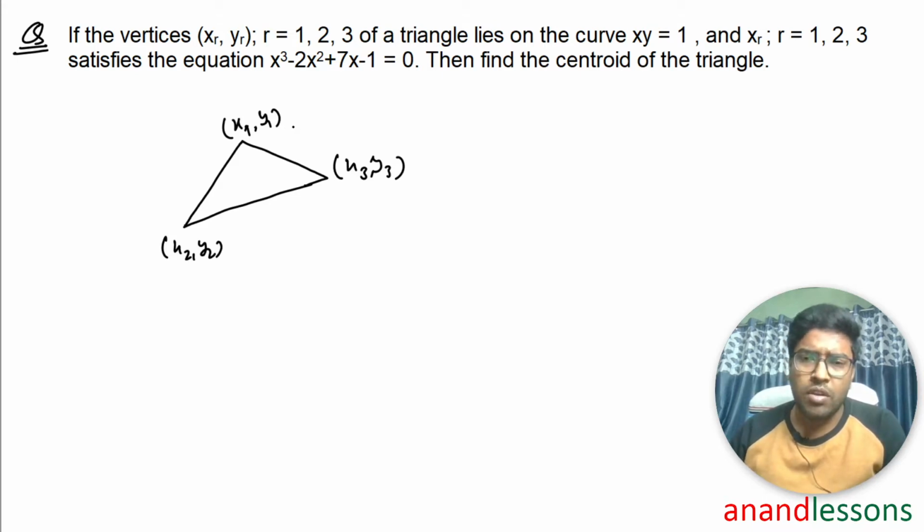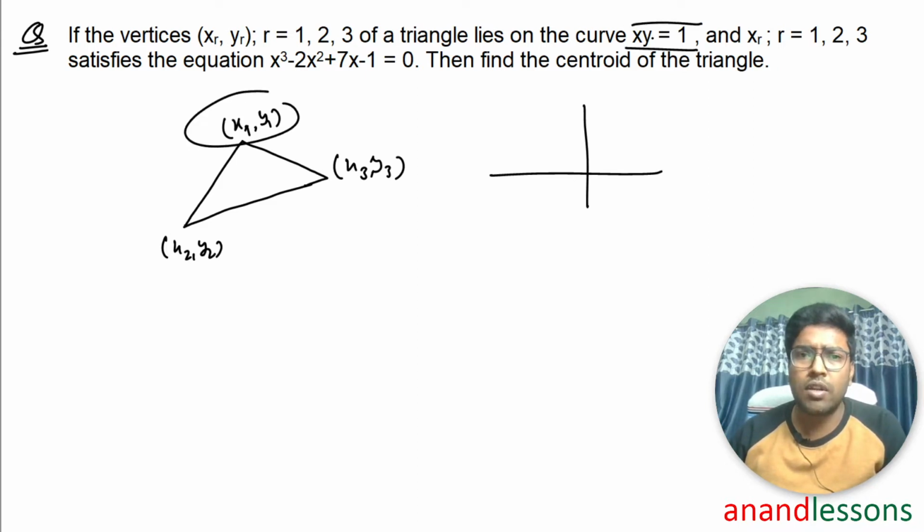And the vertices of this triangle are lying on the curve xy equals 1. So here we don't actually need the knowledge of how that curve is drawn, but for instance I'll draw the graph of xy equals 1, though this is not necessary. You do not need to first know the curve to solve this question. Technically we have to satisfy that the vertices of this triangle lie on that curve, so that curve will satisfy these points.